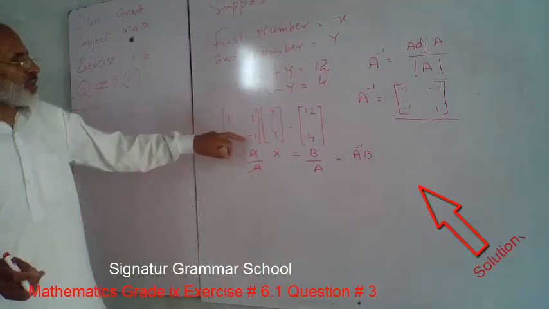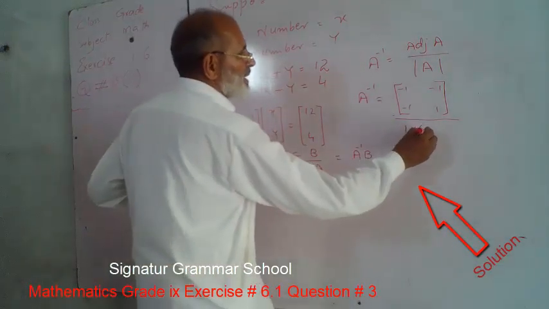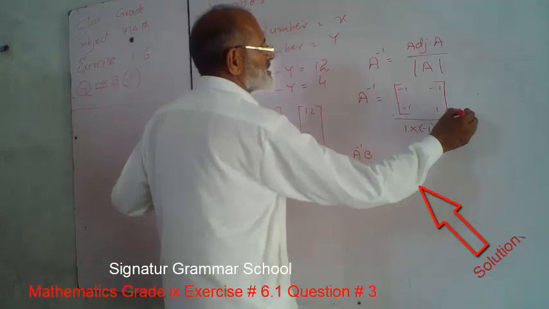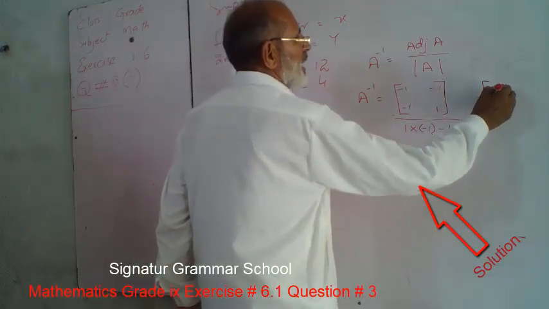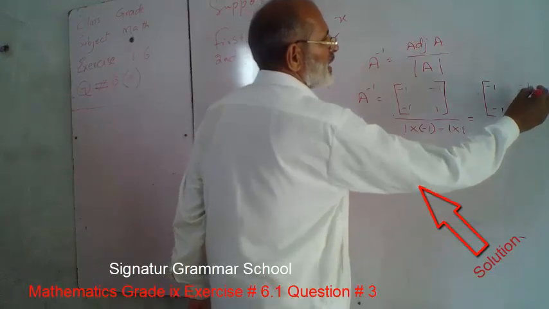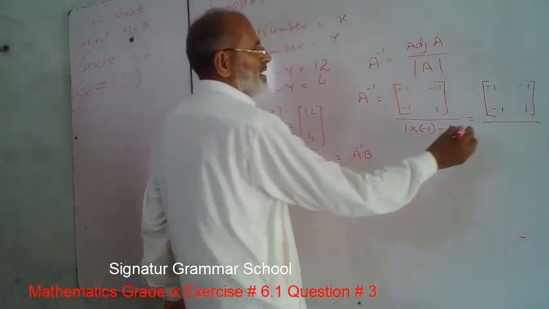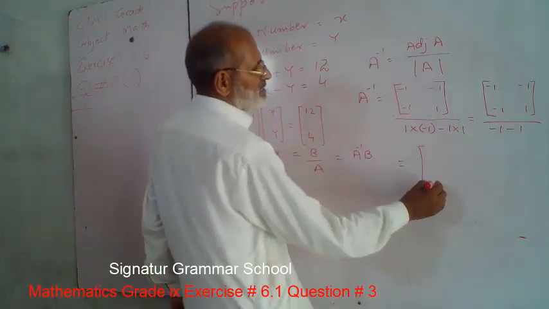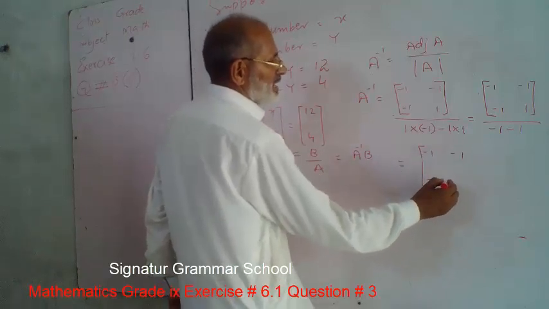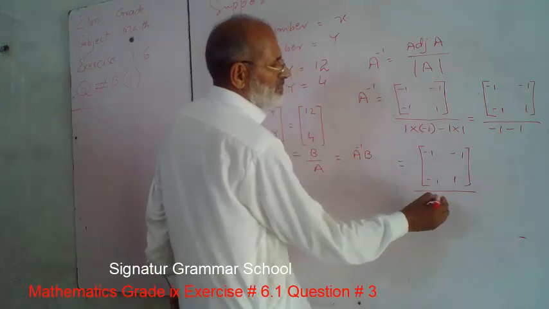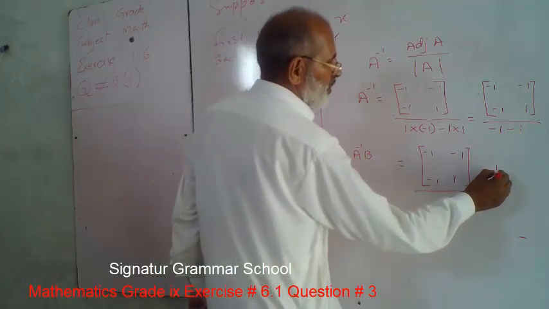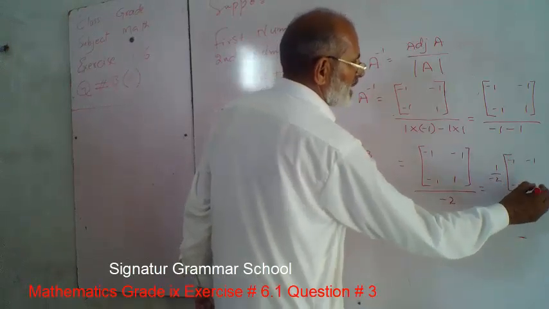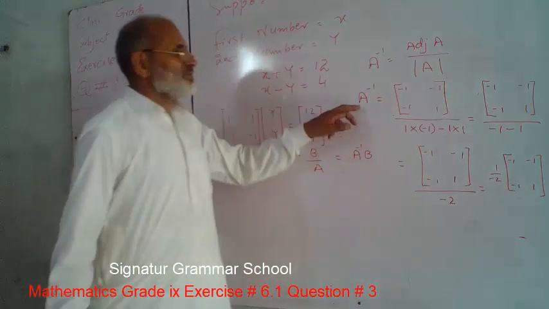For the determinant of A, these are to be multiplied: 1 multiplied by minus 1, minus 1 multiplied by 1. Here it will be minus 1 minus minus 1, or in other words minus 1 minus 1, which is minus 2. So the matrix is minus 1, minus 1, minus 1, 1 divided by minus 2, or 1 over minus 2 into minus 1, minus 1, minus 1 and 1. This is the value of A inverse.